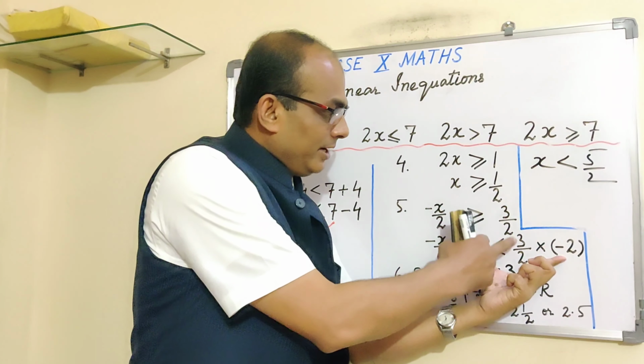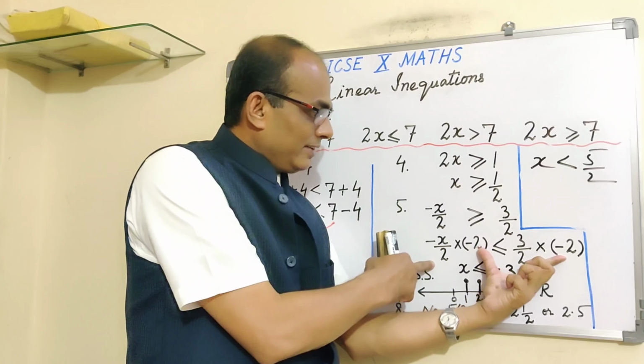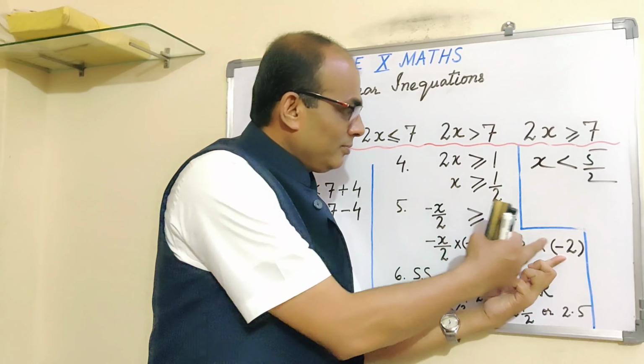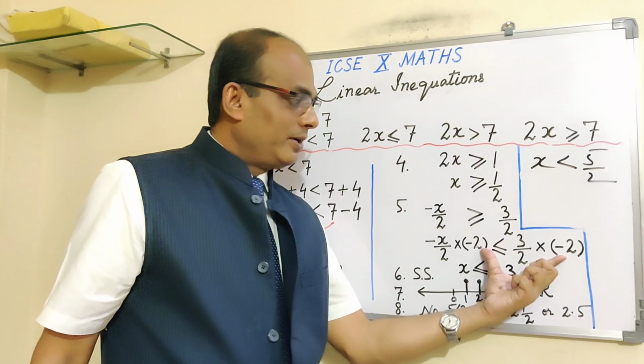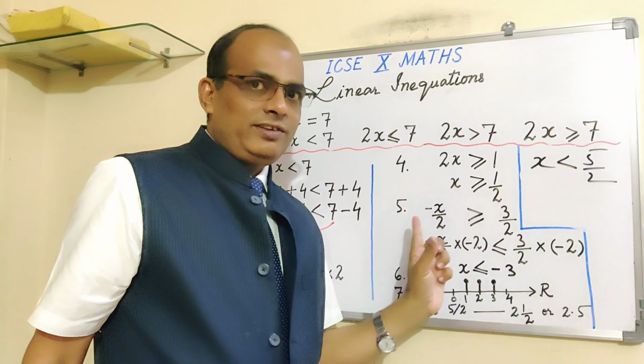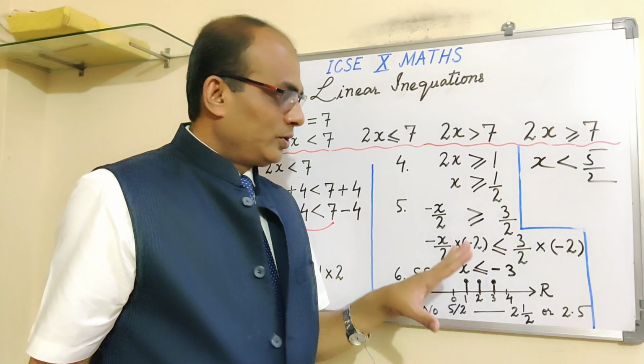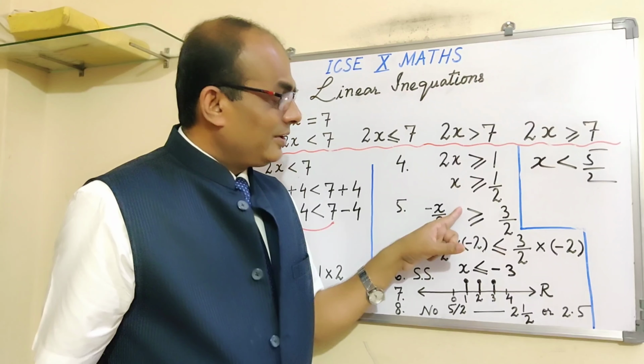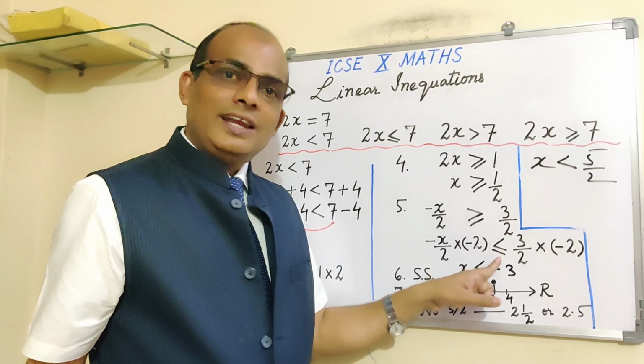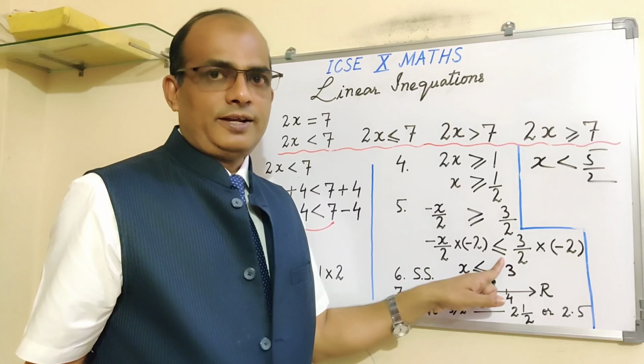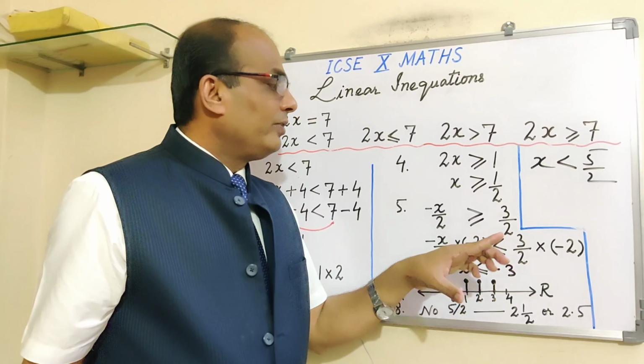See, 3 by 2 as it is, minus x upon 2 as it is. And I am multiplying by minus 2, the same negative number, both the sides. What's happening? See, is greater than or equal to is now becoming is less than or equal to. Got it? So we can frame the rule.